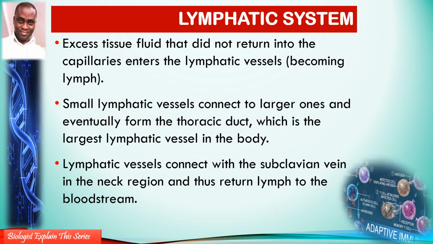So how is lymph returned? Remember, lymph was excess tissue fluid. You filter, you produce tissue fluid. Now, how does this excess tissue fluid, this lymph, return to the circulatory system? Very simple. It's emptied, okay? Lymph is emptied from the lymphatic vessel into a vessel in the neck called the subclavian vein.